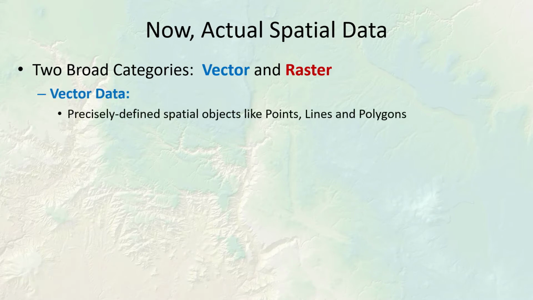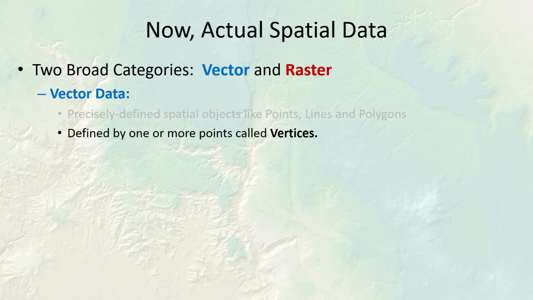Vector data are precisely defined spatial objects: points, lines, and polygons. And by precise, I mean that they are measured. The coordinates are recorded to a very high precision. If you look at the coordinates that are recorded, they are precise practically to the atomic level. Obviously not accurate to that level, but they're extremely precise. They are defined by one or more points called vertices, or sometimes vertexes.